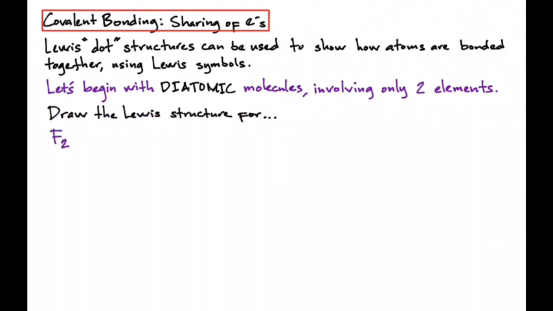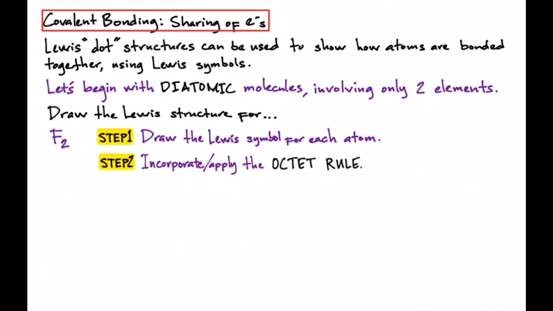So for example, fluorine gas. A lot of diatomic gases like fluorine gas, chlorine gas, nitrogen gas can easily be drawn using Lewis dot structures. So the first step here is to basically draw the Lewis symbols for each atom in that chemical formula. And then we're going to apply the octet rule in order to make sure that each atom in that chemical formula contains 8 valence electrons.